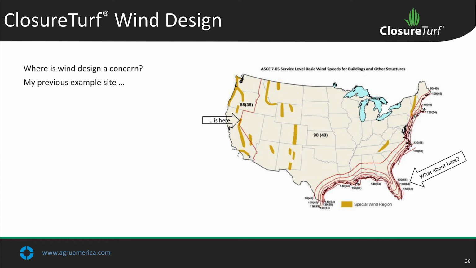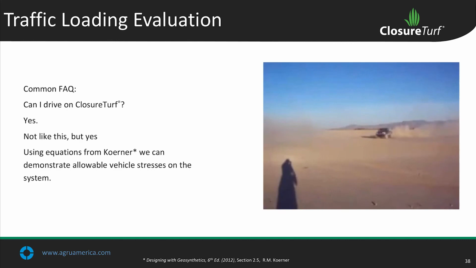So where is wind design concerned? Well, this was my previous example site here. It's up in the Sierra Mountains of California. They get some really gnarly winds there, up to 115 miles per hour. Here in hurricane country, you're going to get similar wind speeds, higher wind speeds, but as shown previously in the wind tunnel testing, ClosureTurf can resist Category 3 hurricane wind speeds, which you're going to find in the interior where most of these sites are anyway.